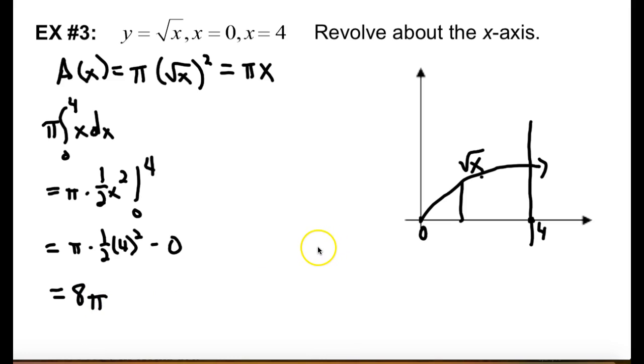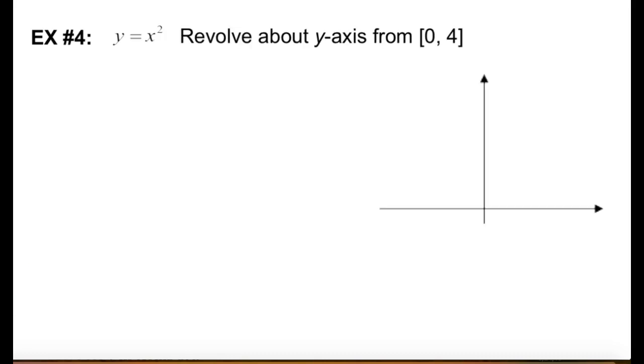All right. Now, let's look at one where we revolve about the y-axis. So in example 3 here, I'm taking y equals x squared and revolving this about the y-axis. Again, they say we're just going from 0 to 4. So I'm just going to draw this half of the parabola. And now I'm going to take this and revolve it about the y-axis.